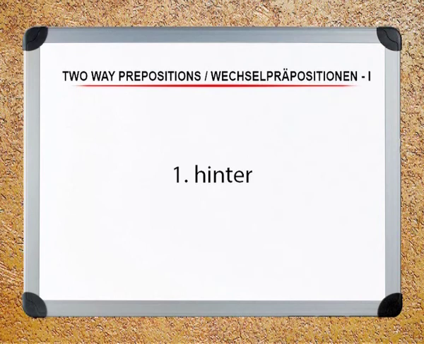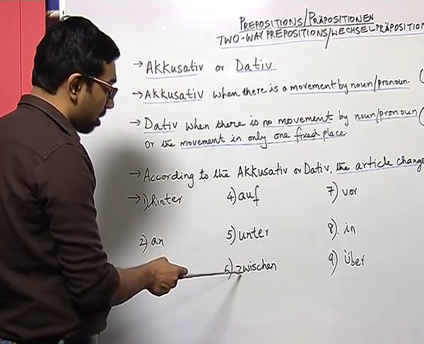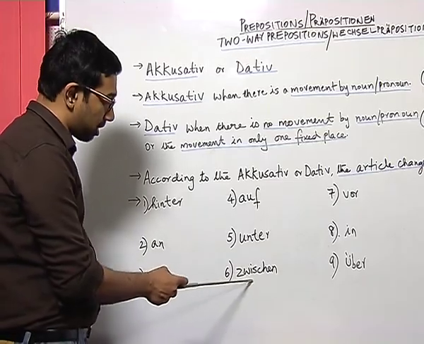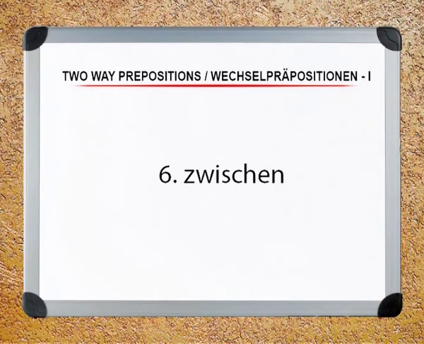Number 1, the preposition is called hinter. Please repeat after me, hinter. Number 2, it is an. Please repeat after me, an. Number 3, the preposition is called neben. Please repeat after me, neben. Here at number 4, we have the preposition auf. Please repeat after me, auf. Number 5, we have the preposition unter. Please repeat after me, unter. In number 6, we have the preposition zwischen. Please repeat after me, zwischen.